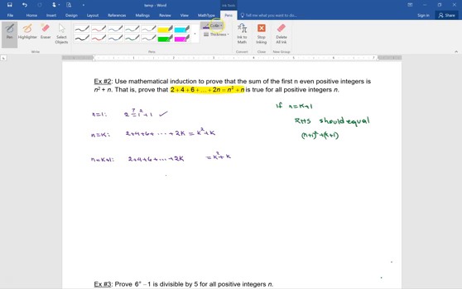Now, when n equals n, this last term in the list is 2n. When n equals k, the last term in the list is 2k. When n equals k plus 1, what would that last term be? 2 times k plus 1. Okay? Whatever I add here, I must also add here. Now, let's see if this right-hand side is going to end up being equal to that.